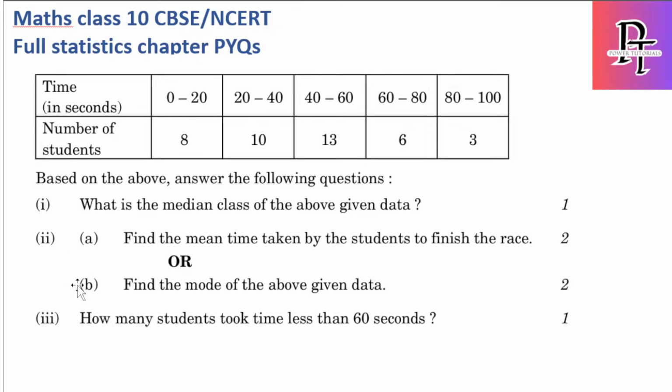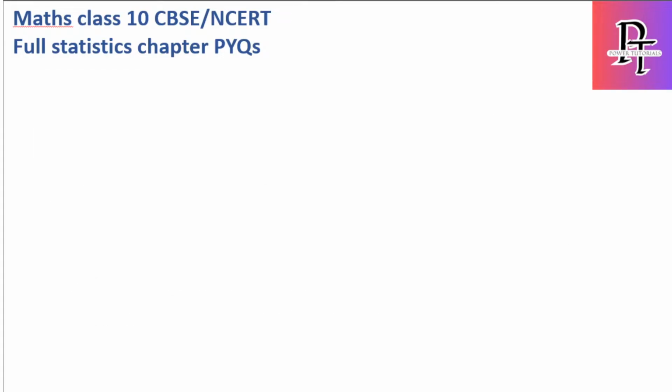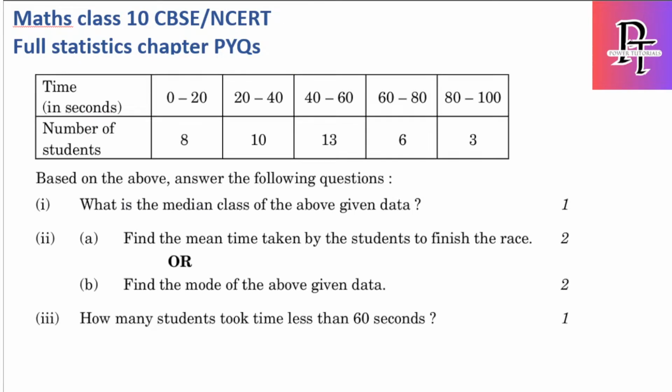So we have a group of students like this. For 8 students the time taken was 0 to 20 seconds. For 20 to 40 we have 10, 40 to 60 we have 30, and then 60 to 80, and 80 to 100. Based on it they are asking what is the median class. So again just write the table, write the cumulative frequencies and get n by 2. The class containing n by 2 is the median class.